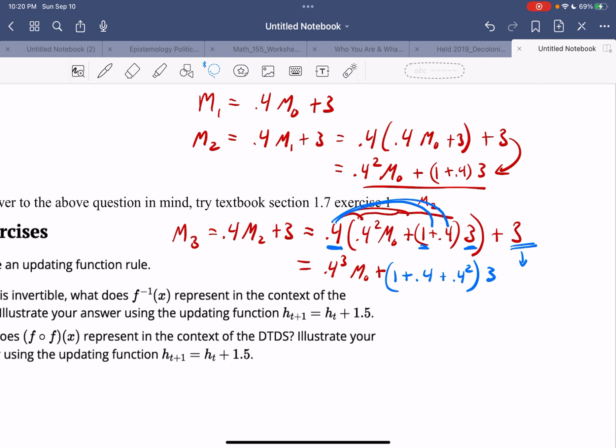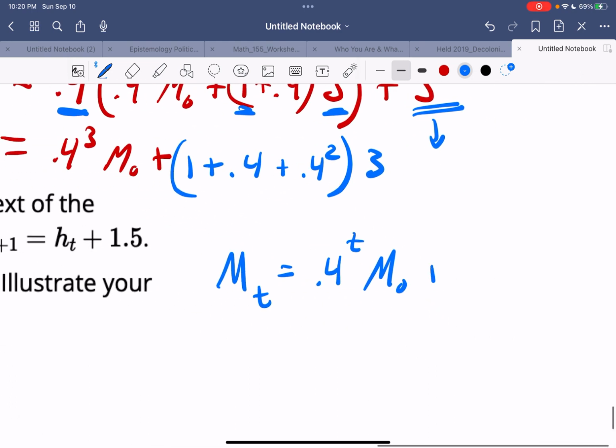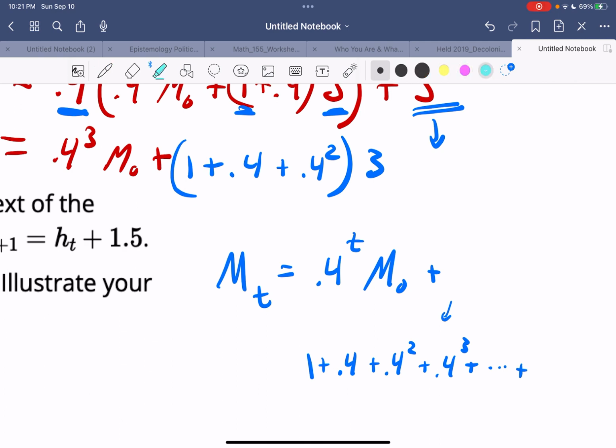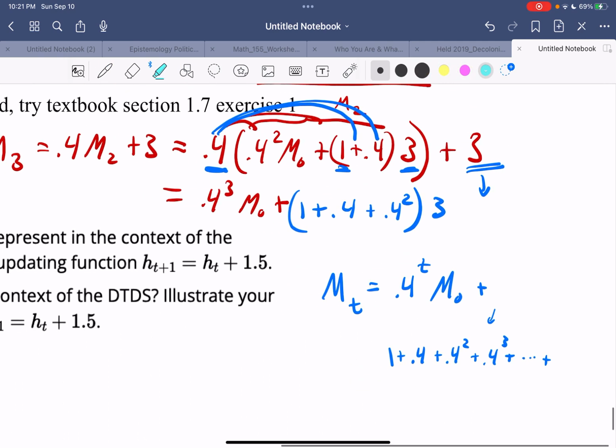All right, now I'm just going to tell you the pattern that happens if we continue. So M_t is going to be 0.4 to the t times the initial amount, plus, and this is where it gets a little bit gross, I'm going to drop it down here for room, we have 1 plus 0.4 plus 0.4 squared plus 0.4 cubed plus dot, dot, dot. That pattern continues. And when does it stop?